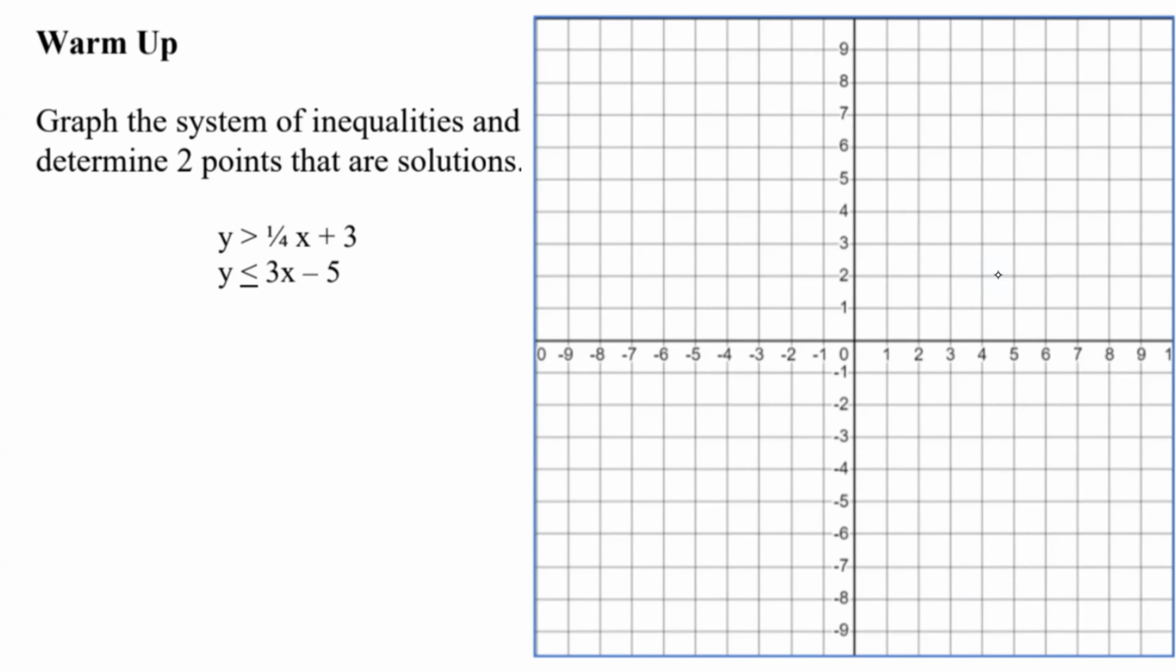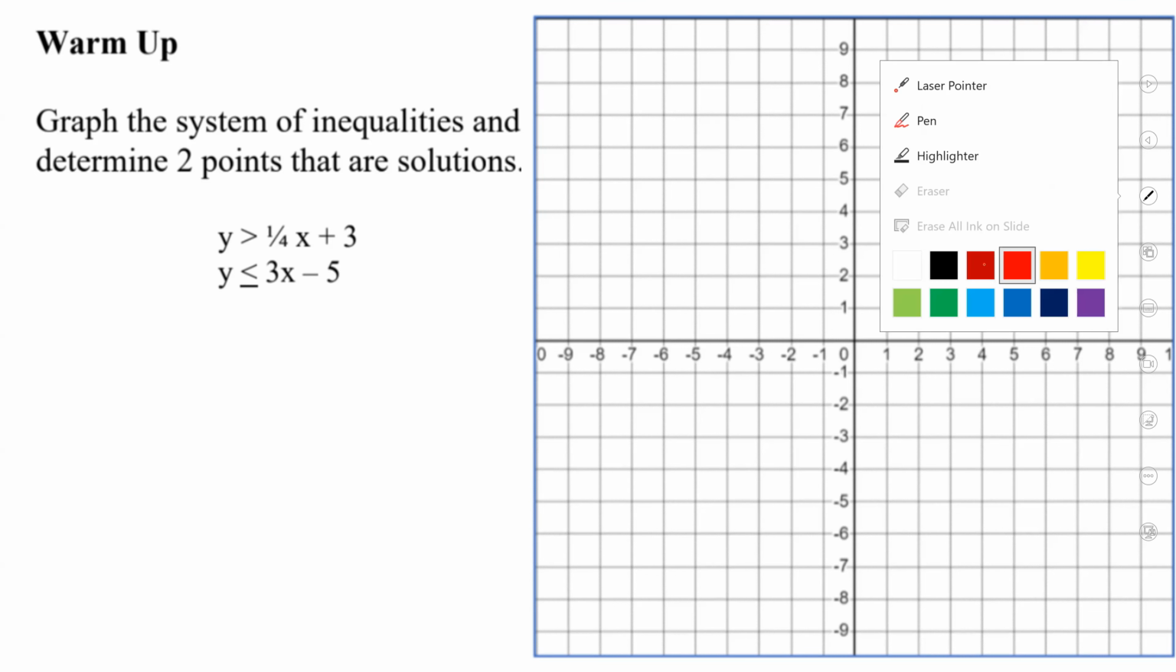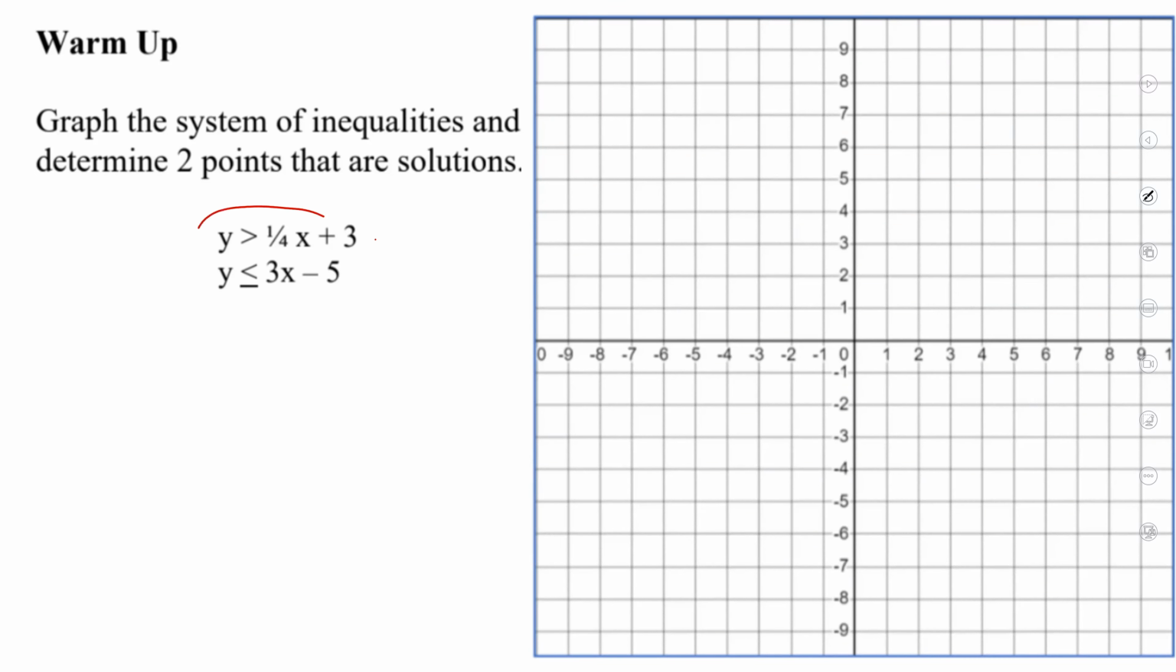Okay, so guys, let's go ahead and start the warm up. My first point that I'm going to plot for this line is my y-intercept, which is 3. Everyone, you should have put a point at the y-intercept 3. From my y-intercept, I'm going to go ahead and graph my slope. So I'm going to go up 1 over 4.